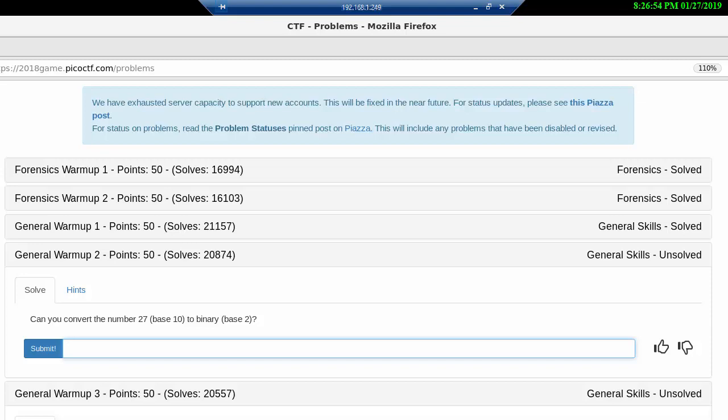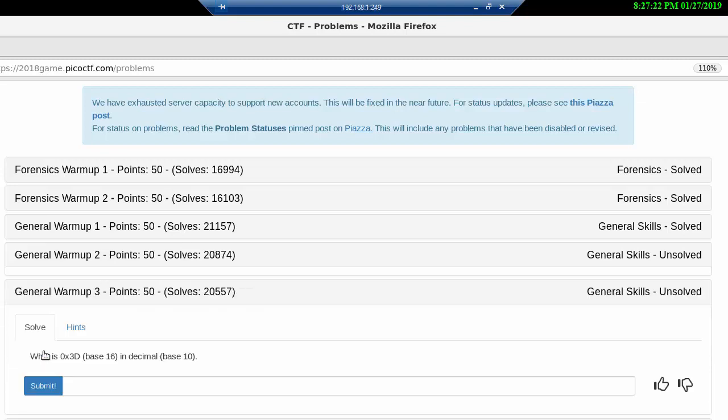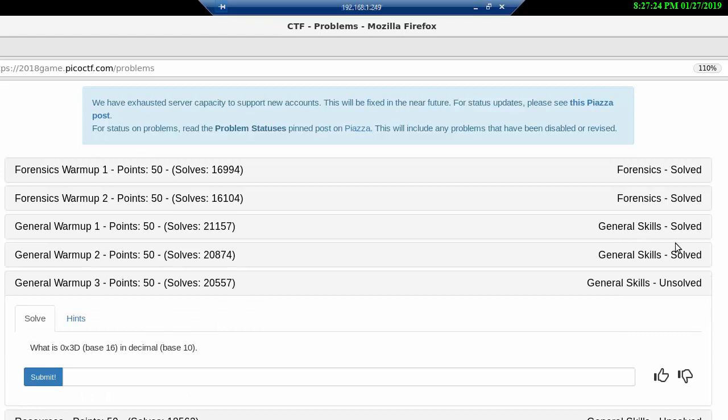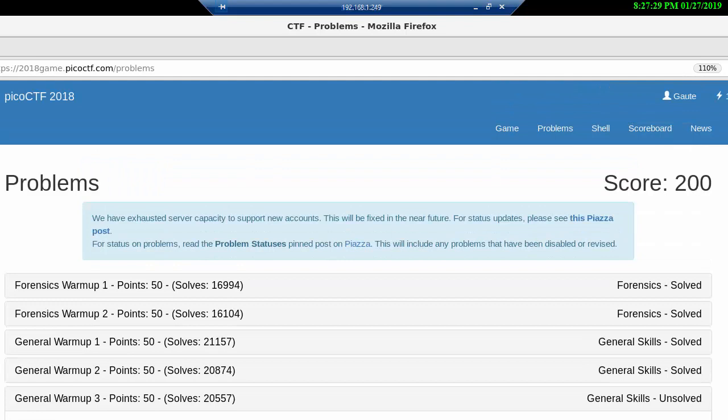We have 150 points from before, and the answer is picoCTF in capital letters and our funny brackets, and the answer was 11011, closing bracket, and submit. And that was now solved, and we have 200 points.